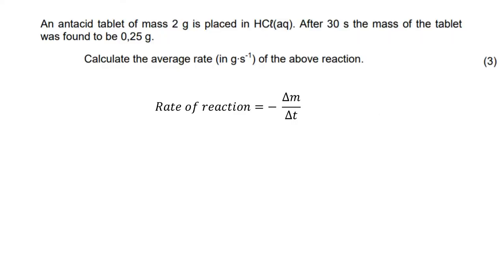Now let's just look at a quick example. This is an example from the 2019 question paper. An antacid has a mass of 2 grams and is placed in hydrochloric acid. After 30 seconds, the mass of this tablet was found to be 0.25. So this is a calculation where we calculate the rate of the reaction as change in mass over time. As you can see, I just take the initial mass minus the final mass over the time it took, and then it will give me my answer in grams per second as a rate. So really not very difficult sums, a nice and easy breather in the exam.